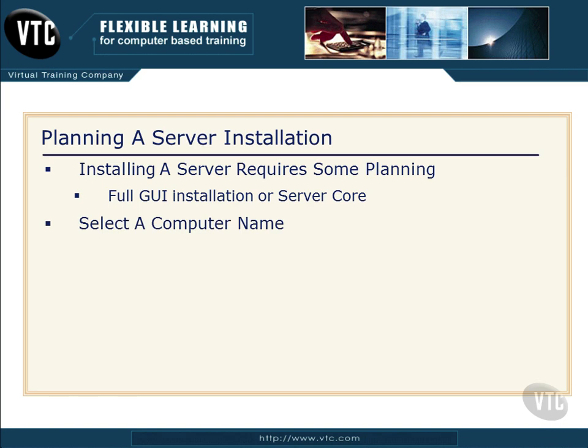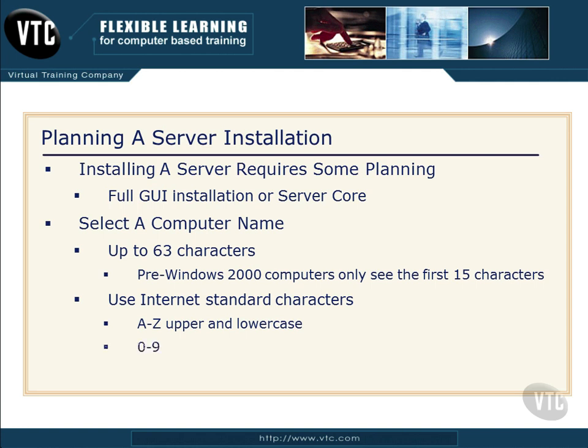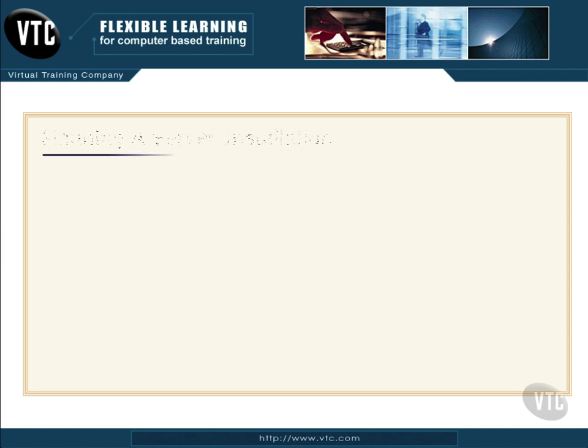Next, you need to already select a computer name for this new server before you install it. That name can be up to 63 characters. Make sure you remember that. And if you have any pre-Windows 2000 computers, that means Windows NT or NT Workstation or any of that stuff, Windows 95, 98, those will only see the first 15 characters. So keep that in mind. And then when you name the computer, you can use Internet standard characters: letters of the alphabet, A through Z, upper and lower case, the numbers 0 through 9, and you can use a hyphen. Don't let them trip you up or confuse you, but hyphens are absolutely fine in the names on the computers.